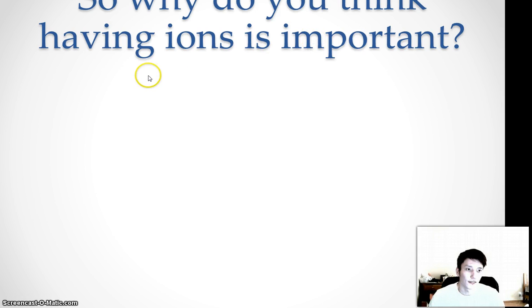All right, so this question got kind of cut off. Why do you think having ions is important? I'm not just giving you this information randomly. For isotopes, we're eventually going to talk about nuclear chemistry, hence that's important, and there's a lot of uses for isotopes. For ions, ions are very important because you can think about it: what do positive and negative charges remind you of?